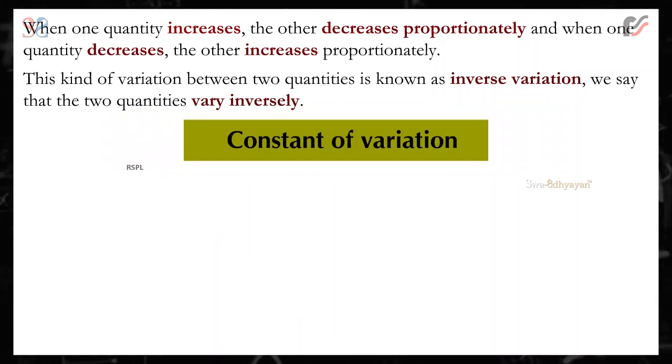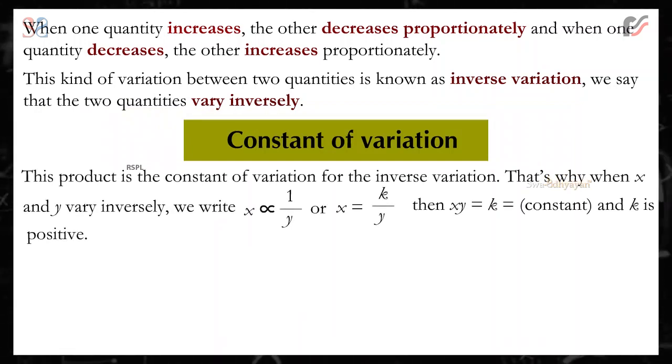Constant of variation. This product is the constant of variation for the inverse variation. That's why when x and y vary inversely, we write x is proportional to 1 upon y, or x is equal to k upon y. Then xy is equal to k, which is a constant, and k is positive.